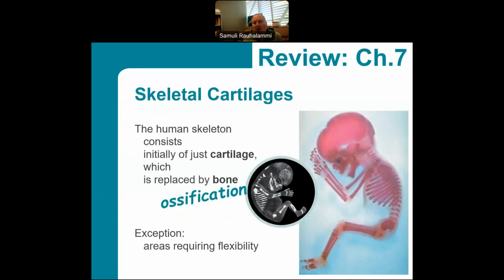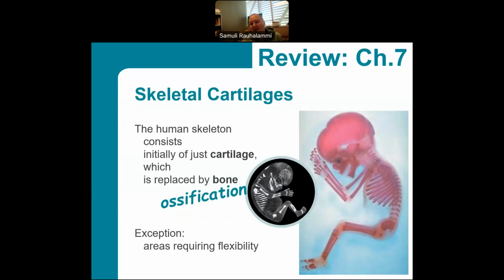I wanted to move on to talk quickly through some of the highlights from this week's learning material. So this week we started talking about the skeletal system, especially focusing on bone tissue. And before we really dive into the actual bones and skeletal material, I wanted to put everything in perspective of what happens throughout the life cycle.